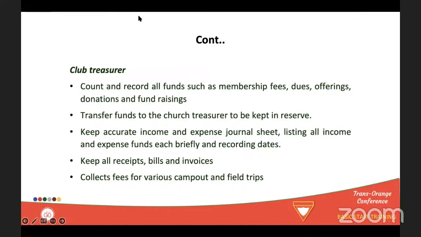Keep accurate income and expense journal sheets, listing all income and expense funds, each briefly and recording dates. I've explained that one. Keep all receipts, bills, and invoices.